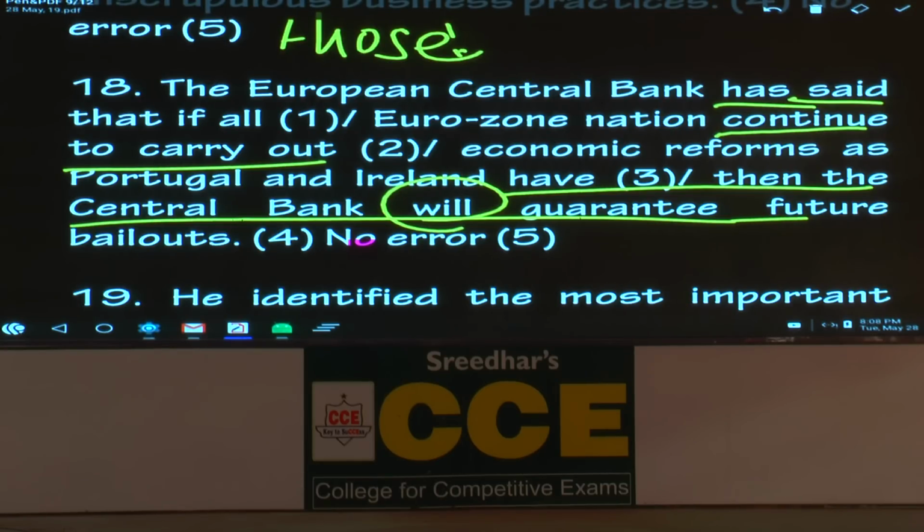Now you must have thought will is not correct, it should be would. How many of you have chosen the fourth part? There is an error. The key also says the same thing. Am I right? What is the question number? 18. The key also says the fourth part. No, it is not the fourth part. What is the reason? When the reporting verb is in present perfect, will doesn't change to would. Then the central bank will guarantee future bailouts. Perfect. Then where is the error? Will you say Eurozone nation or nations? That is the error. Please add the letter S. There is an error in the second part. What is that error? Nations.